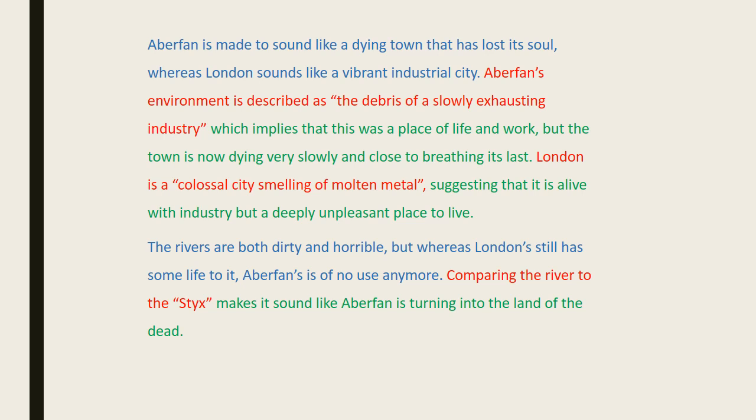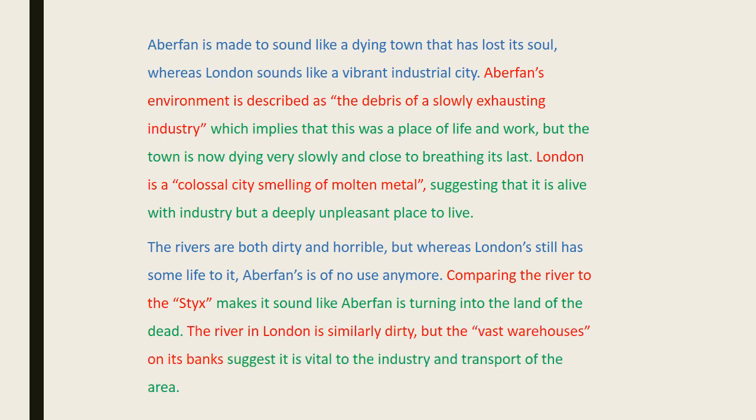So, by comparing it to that, what do I infer from that? Well, it makes it sound like Aberfan is itself turned into the land of the dead. If that's the river going through it, and the river Styx goes past the land of the dead, it's telling me Aberfan is turning into the land of the dead. It's not language analysis, that is inferring the meaning behind it.